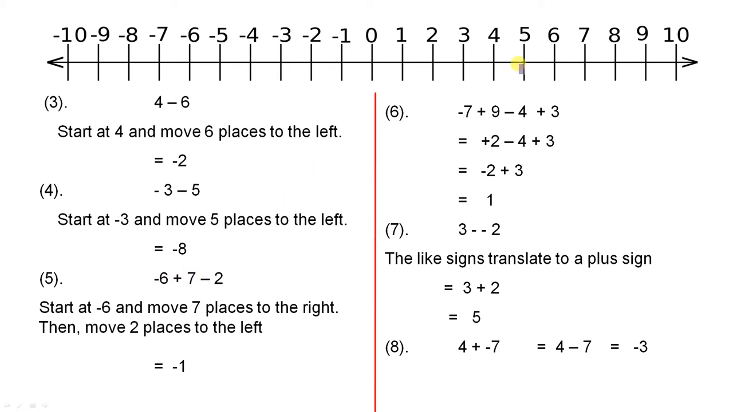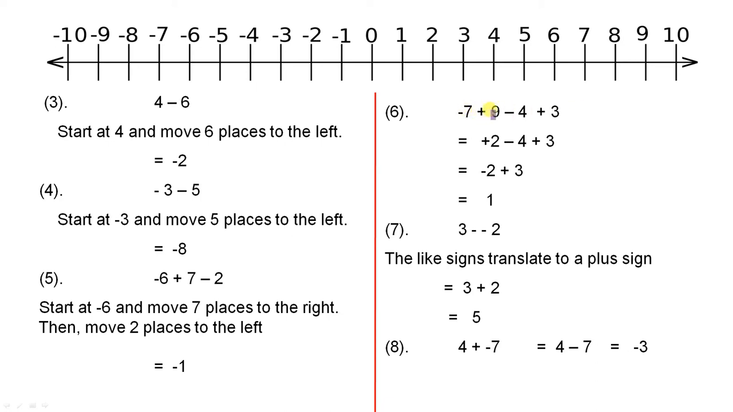So we start at minus 6, which is here. Now, plus 7, we move 7 places to the right. 1, 2, 3, 4, 5, 6, 7. Then move 2 places to the left. 1, 2, and that's why the answer is minus 1.